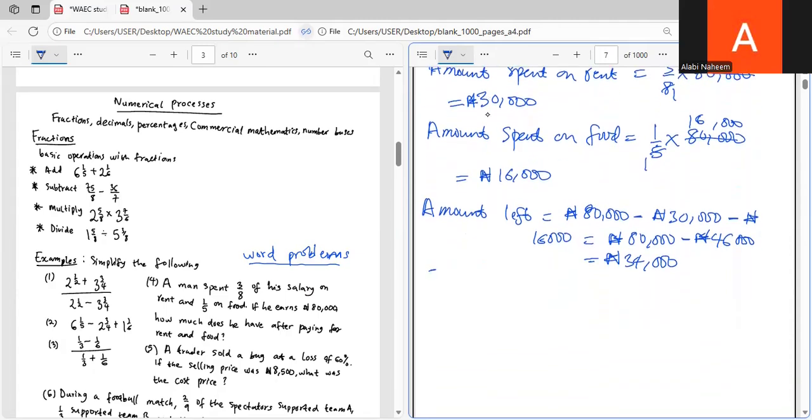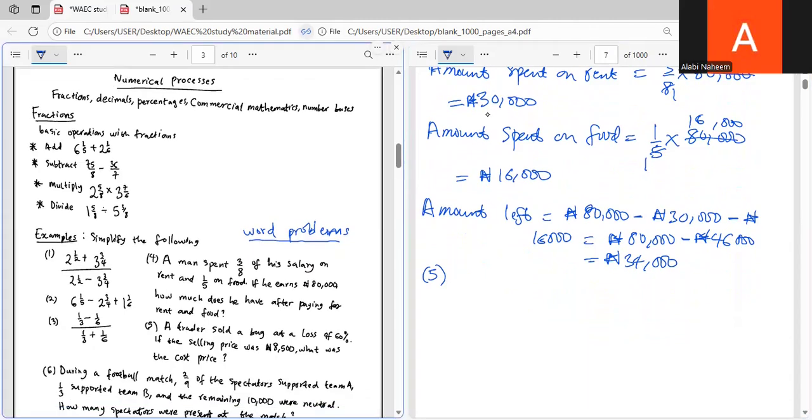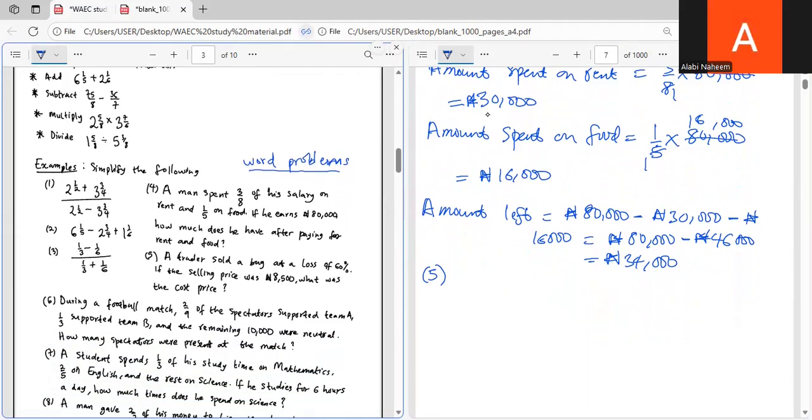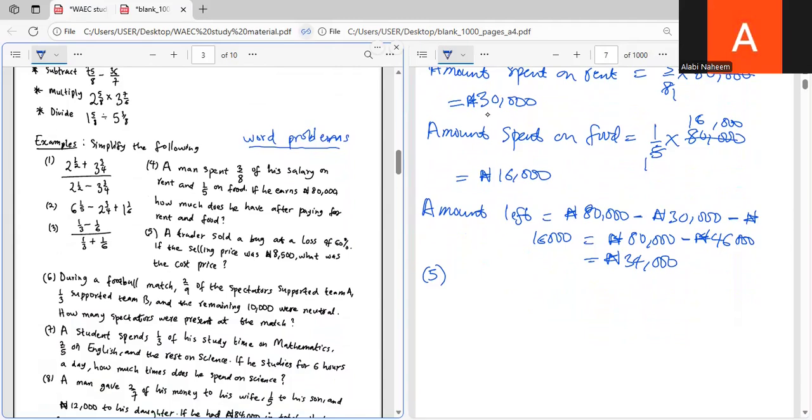A trader, or let's just leave this question. It is more related to commercial mathematics than fractions. So we can get to know better when we get to commercial mathematics, where we will discuss discount, profit and loss, installment, and the likes.